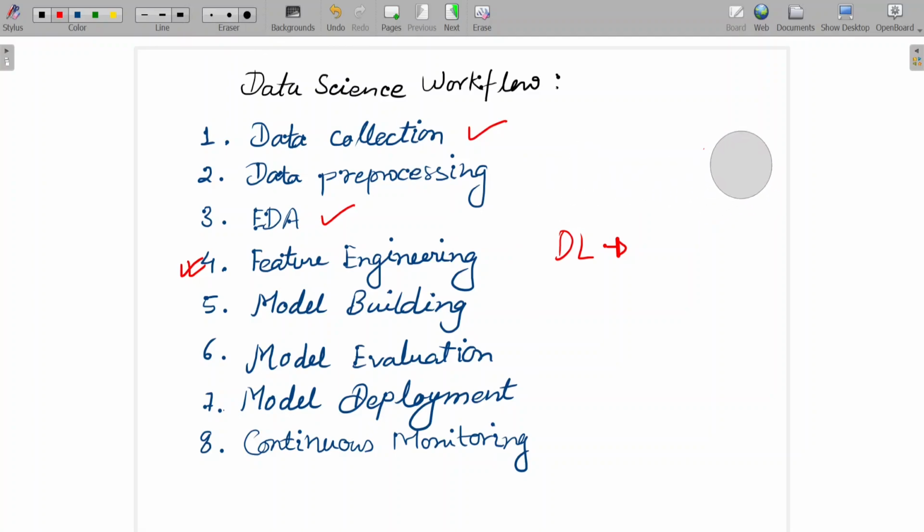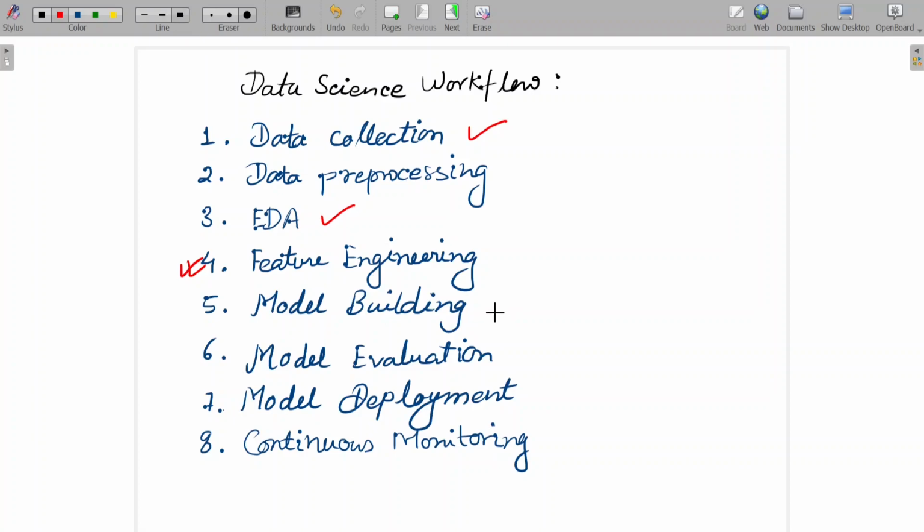So after feature engineering, what will we do? We have to build a model, and we have to figure out what kind of model it will be: regression, classification, or unsupervised learning. Sorry, it's not unstructured, it's unsupervised learning. So we have to figure out which model we are going to use in the model building.